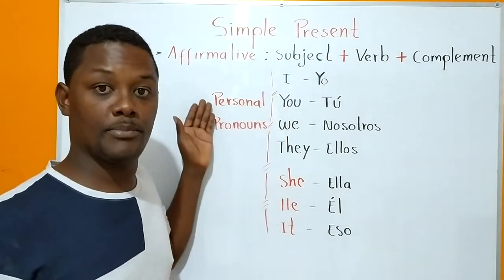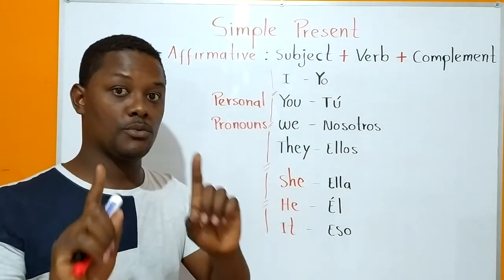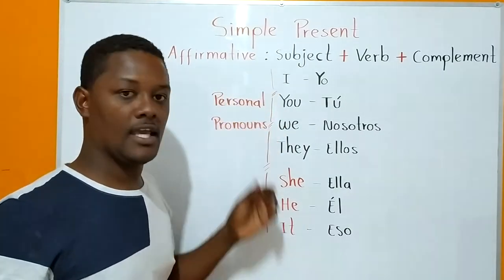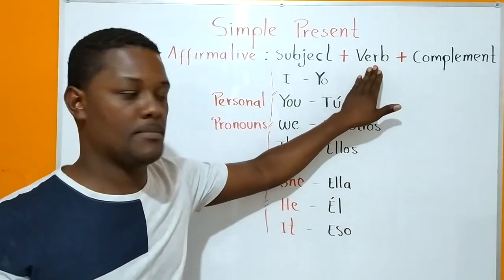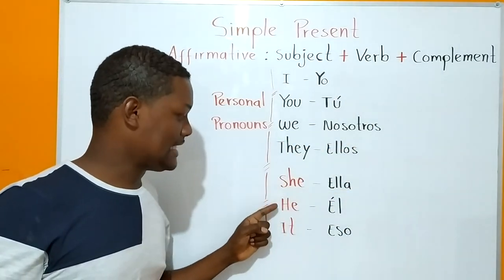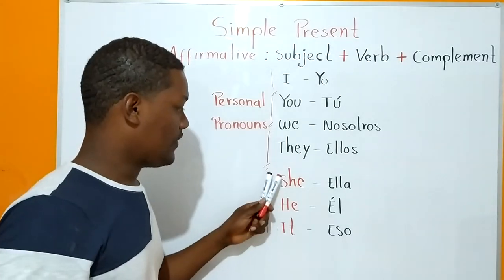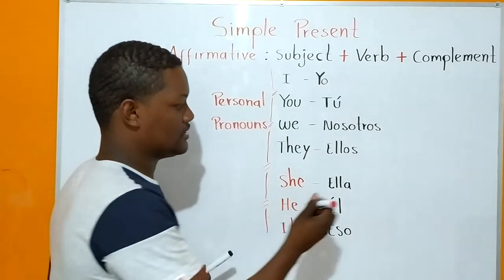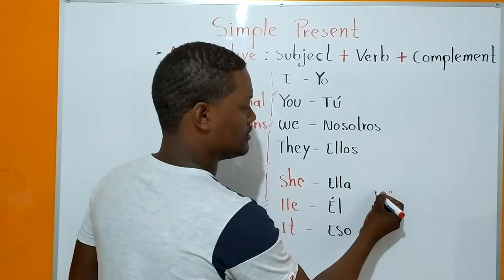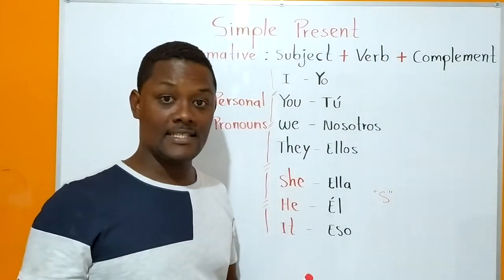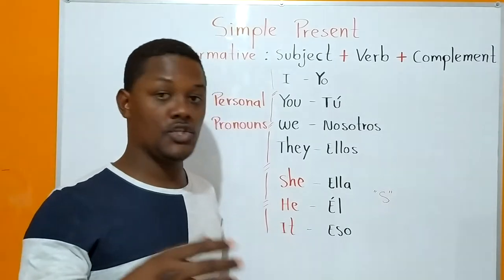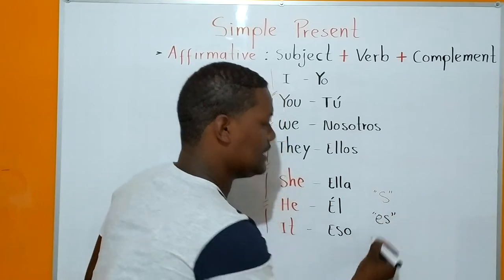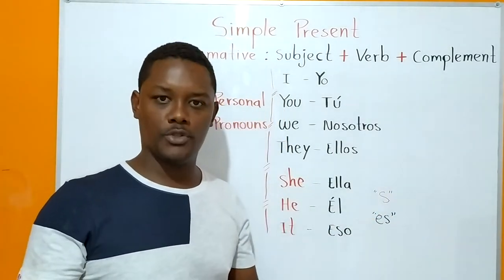These are the personal pronouns. You should be very careful because I, you, we, they, here you have no problem with the verbs, but be careful with she, he, it. With these 3, you have to add an S to the verb. Well, in some cases, you need to add ES to the verb. I'm going to explain to you this.